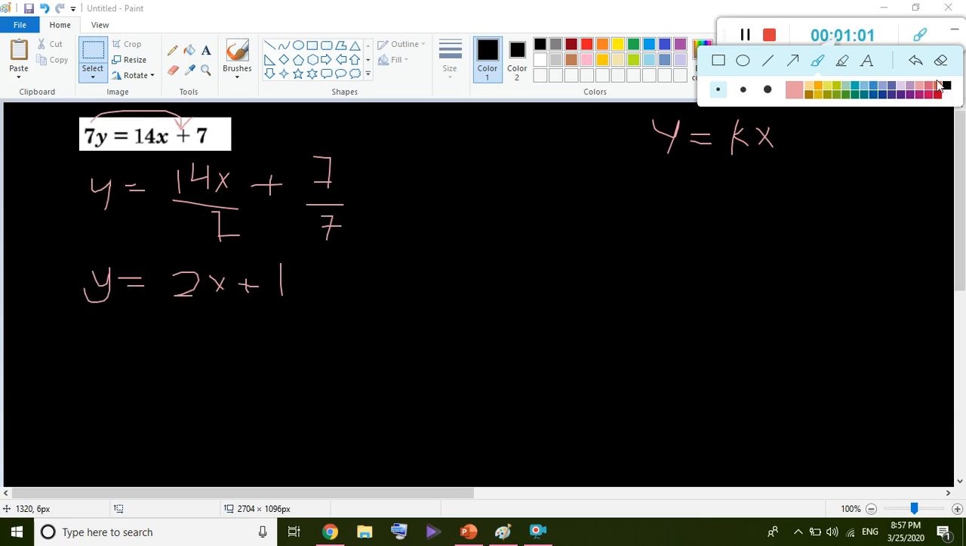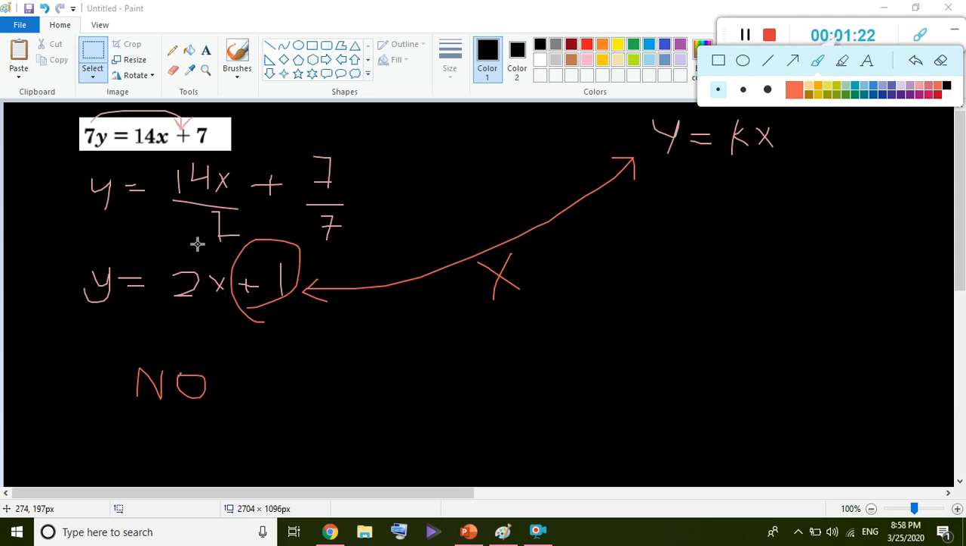So now we're going to check, is this form the same as this form? No. Why? Because here it's going to be y equals kx only. It's not plus something. So here we have plus 1, and here we don't have plus something. So it's not the same form. It means no, y does not vary directly with x. So it means we don't have a constant variation.